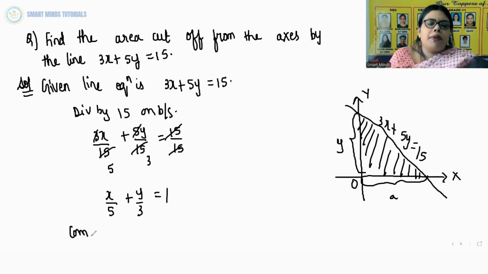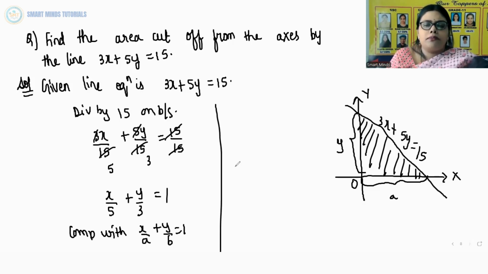Now here, comparing with the intercept form. What is the intercept form? x by a plus y by b is equal to 1. So a is equal to 5, b is equal to 3.